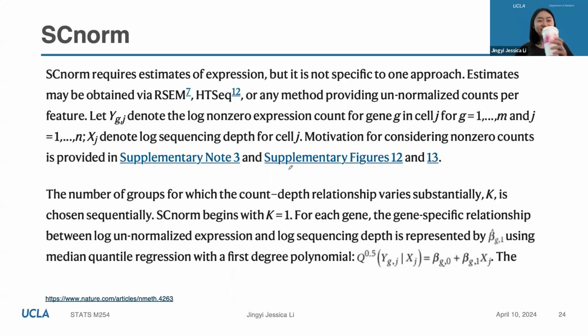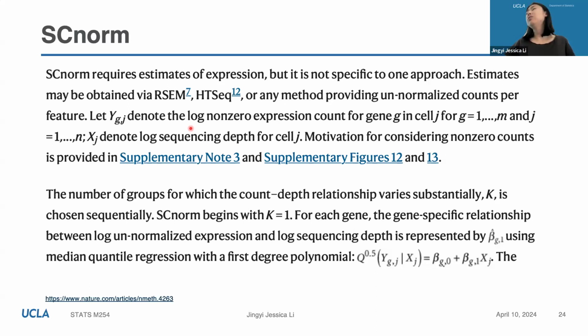Okay, so then let's look at the method. So let's pay attention to the notations again. So basically, SCnorm would require you to obtain log non-zero expression counts. So basically this YGJ, now we have a new set of notations, G for gene G, J for cell J. So you use this YGJ to denote the expression level of gene G, cell J after log transformation. So you can basically regard the data to be Gaussian-like.